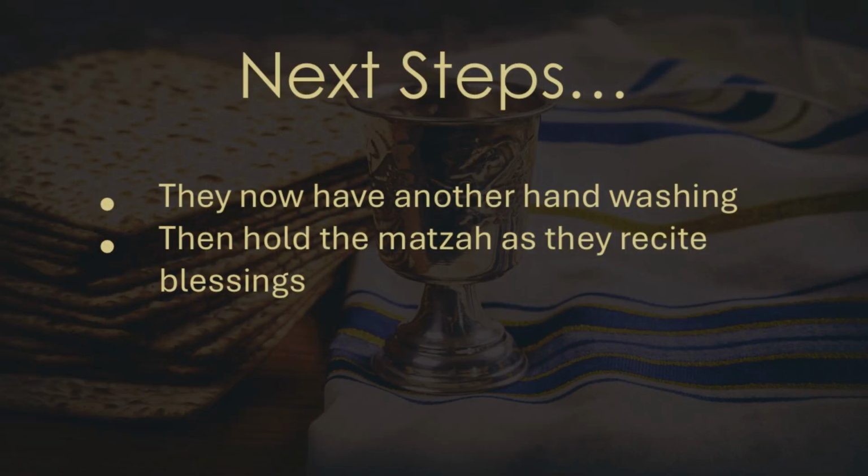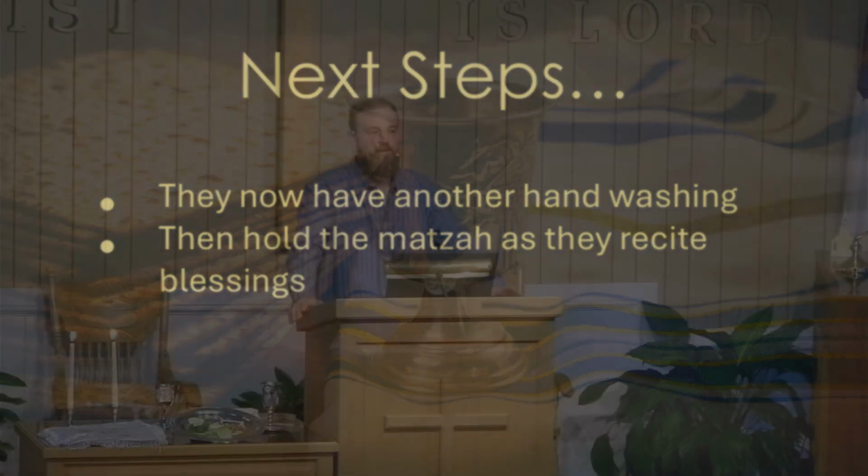Now they do have another hand washing at this point. In modern Seder, this is where they actually wash their hands. This is usually done with a towelette, so they actually do get washed up because the big part's actually coming up. They hold the matzah again as they recite blessings. So they don't eat it, but they hold the pieces of it, and they recite more of these blessings, these praises to God. The next item on the list is the meror and the haraset.